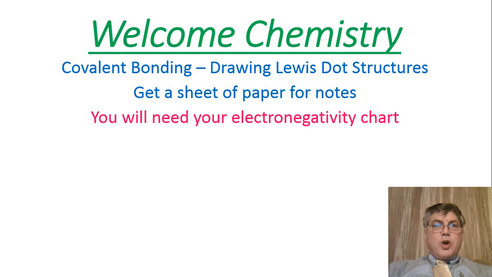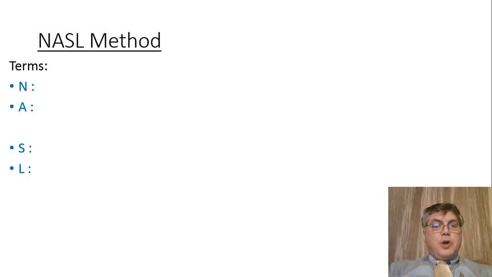Welcome. Today we're going to cover covalent bonding and we're going to learn how to draw Lewis dot structures. You've already learned how to draw Lewis dot structures for ionic bonds. Today we're going to cover Lewis structures for covalent bonds. First, you need to learn some terms.